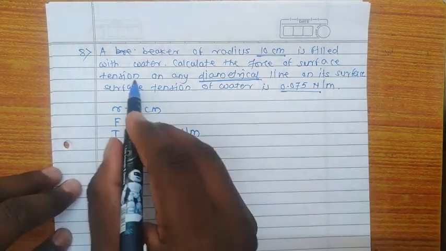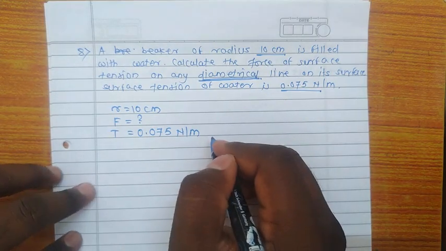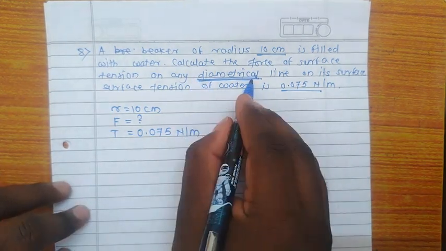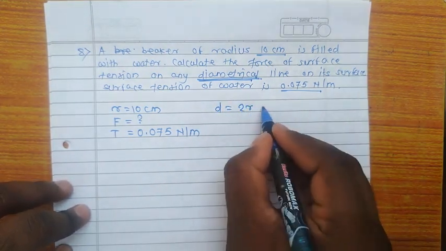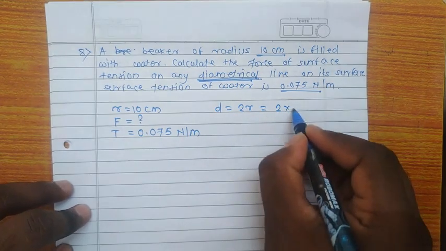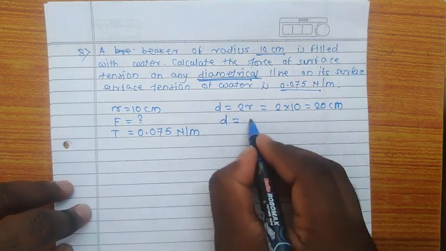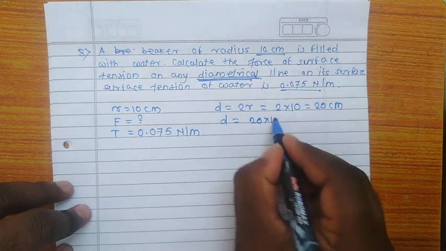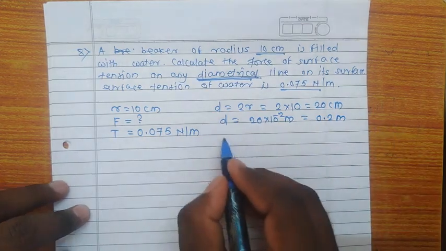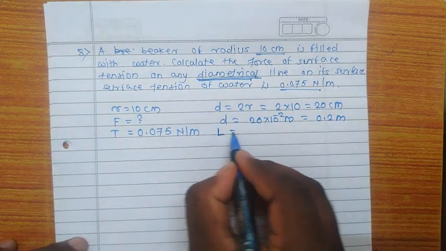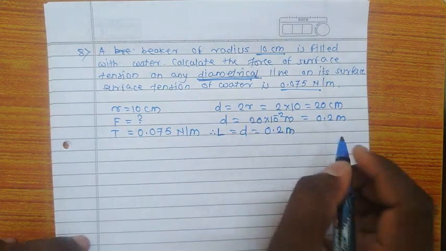So we have to find the force due to surface tension on any diametrical line. It means that first of all we have to find the length, and that length is equal to the diameter of the beaker. So diameter d is equal to 2 times radius, which is 2 multiplied by 10, which is 20 centimeter, which is 20 into 10 raised to minus 2 meter, which is 0.2 meter. So the length L is equal to diameter, which is 0.2 meter.